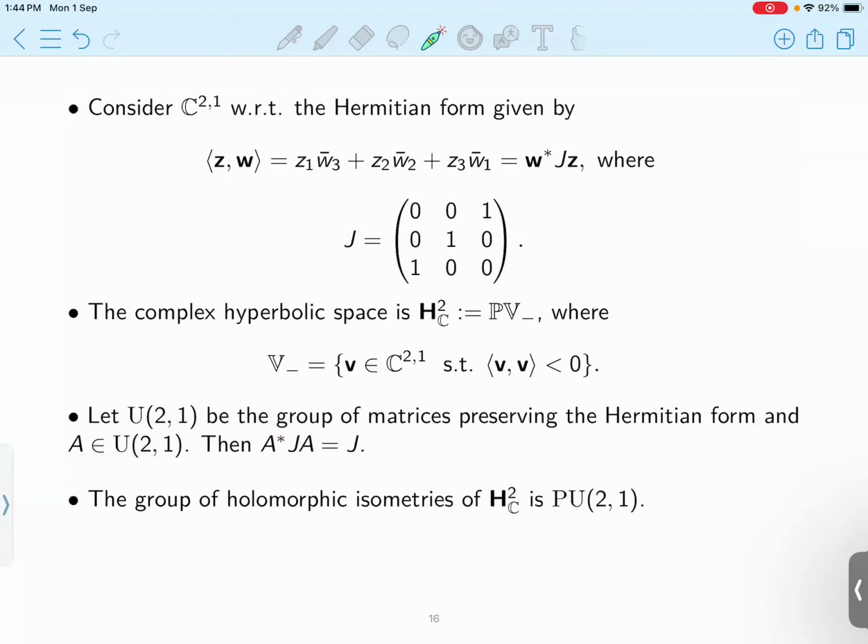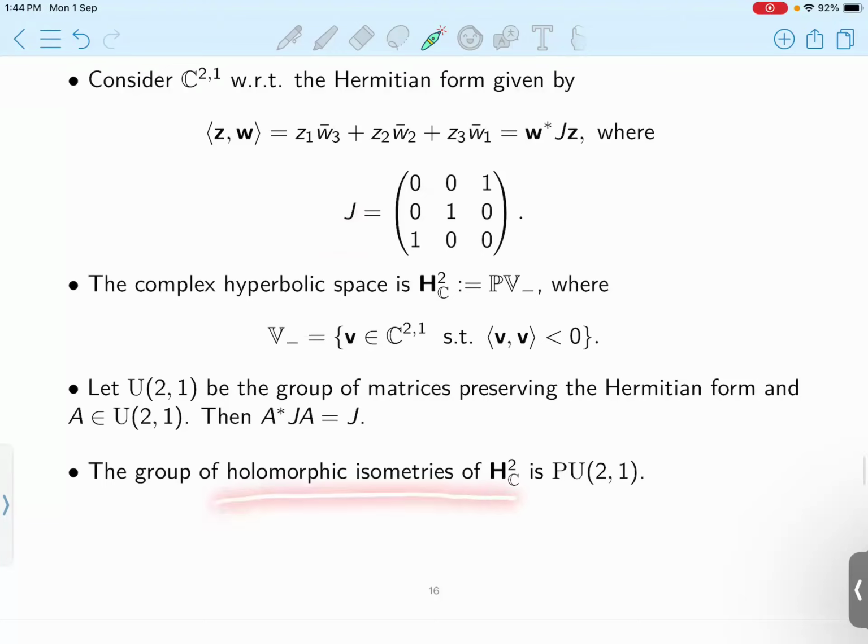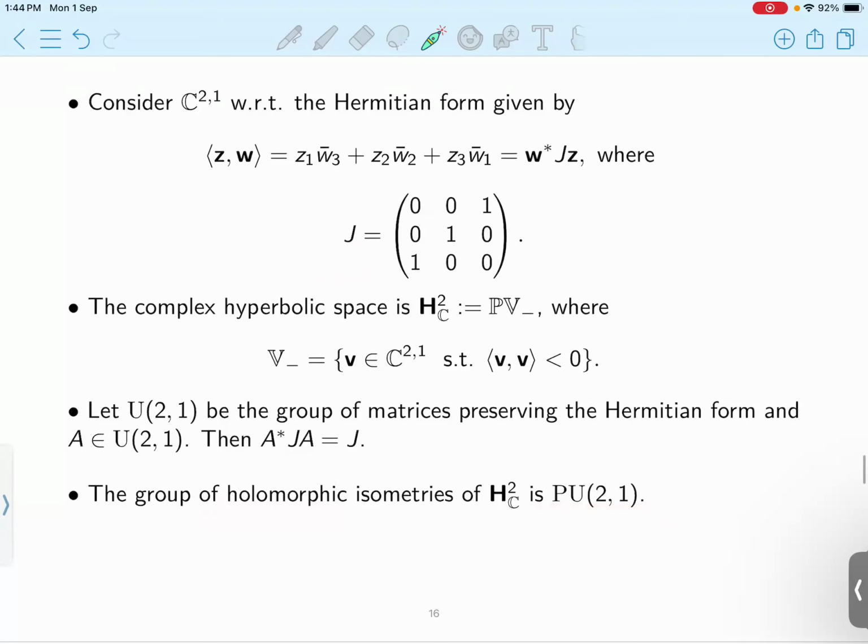So a matrix A in U(2,1) has to satisfy the condition that A star J A equals J, where J is this matrix. The group of holomorphic isometries of this complex hyperbolic space is given by PU(2,1). Basically, we take the projectivization of U(2,1).